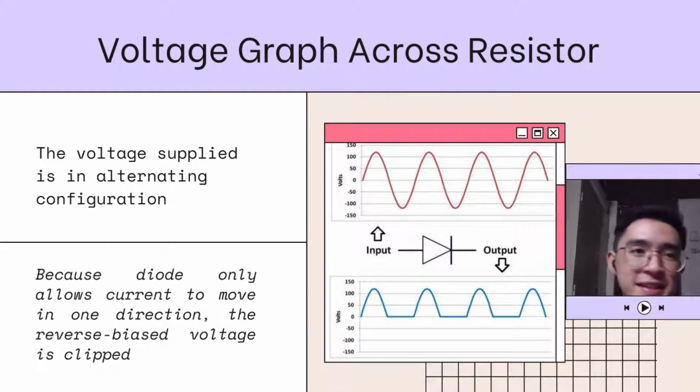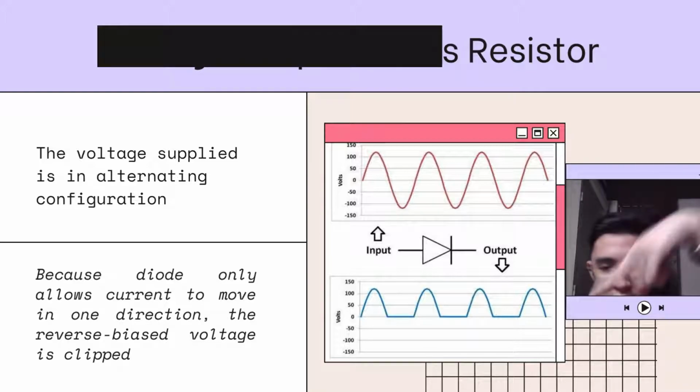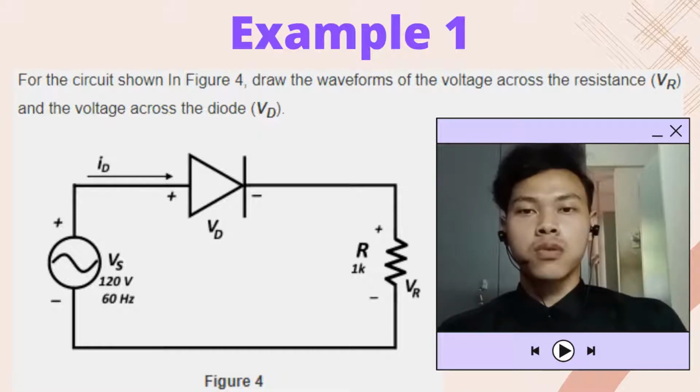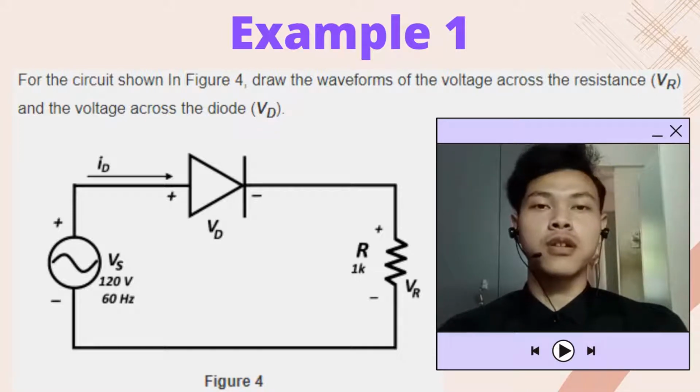For the voltage across the resistor, we can refer to these two graphs. We can see in the upper graph, the voltage goes like this. This means that the power supply is supplying alternating current. And we know that the diode does not allow current to go in the other direction. So the reverse side will be blocked, and this results in clipping of the negative side of the voltage, like this. Right. So now I want to discuss an example for the AC analysis.